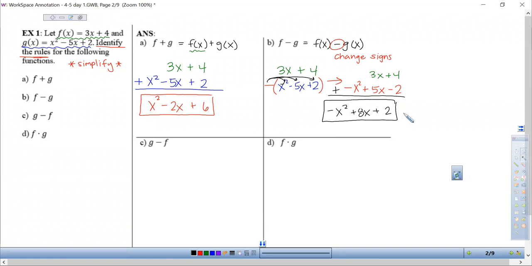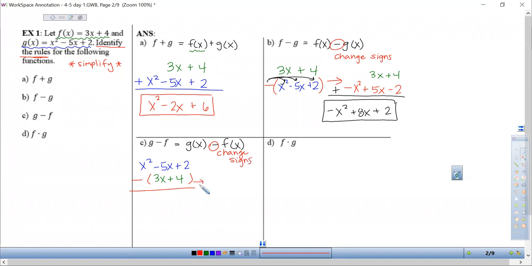Okay, so next one, we're going to do the opposite. We're going to do g minus f. So we're going to take our equation for g of x and subtract our equation for f of x. It's backwards from what we just did. So g of x is x squared minus 5x plus 2. We're going to subtract our f of x, which was 3x plus 4. Just like we did in the last one, remember this tells us we need to change our signs.